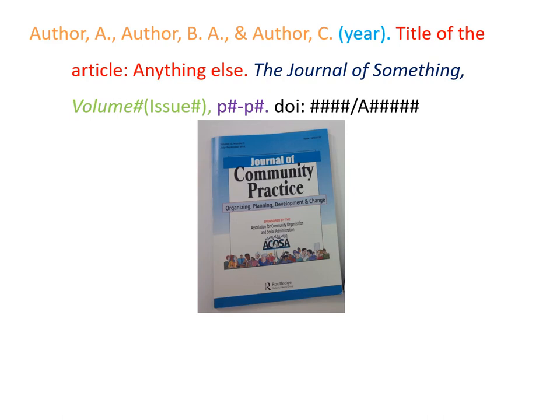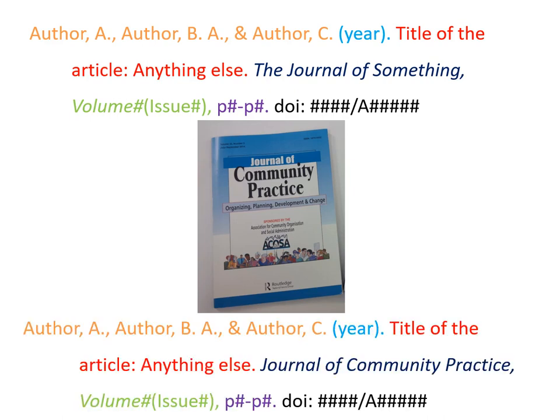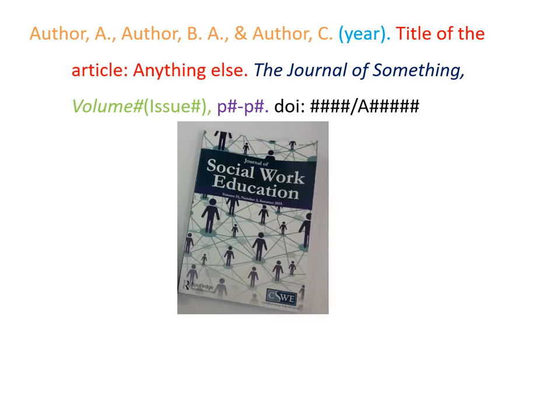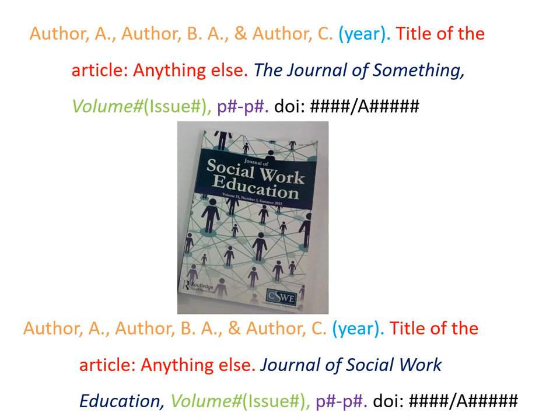The first picture is the Journal of Community Practice. In the citation, you would put the Journal of Community Practice in dark blue. Remember, this is the name of the publication, like National Geographic or Time. In the second picture, you would note the name of the journal is the Journal of Social Work Education.